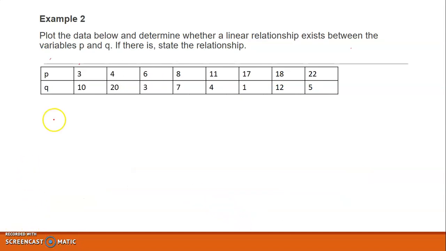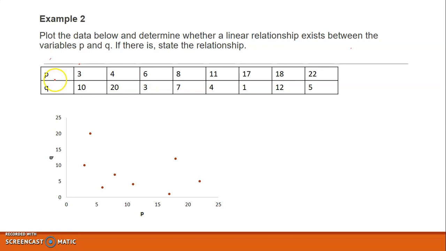Okay, next example. Plot the data below and determine whether a linear relationship exists between the variables P and Q. If there is, state the relationship. Okay, so use your graph paper to plot this data. You will get something like this.